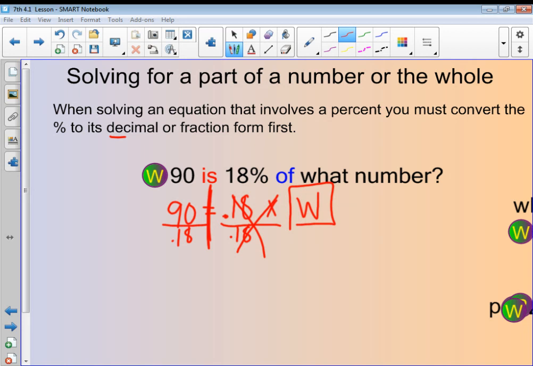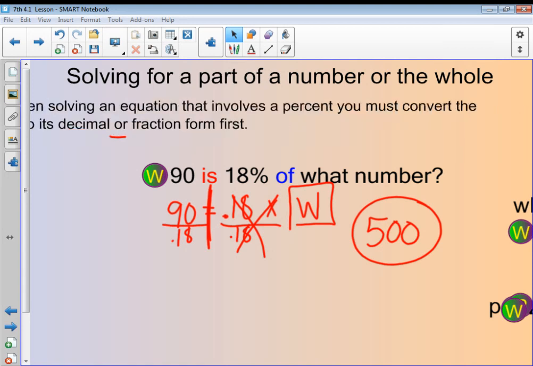So 90 divided by 0.18 gives me 500. Okay, so 90 is 18% of 500. Okay, so I'm going to go ahead and slide one out and have you guys try that one.